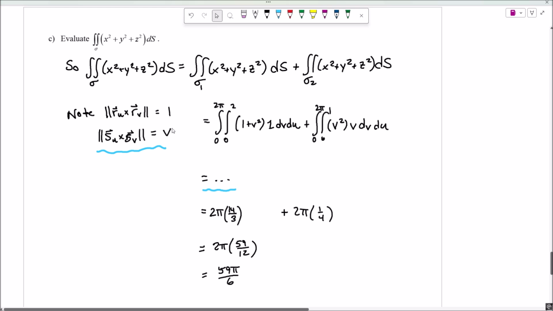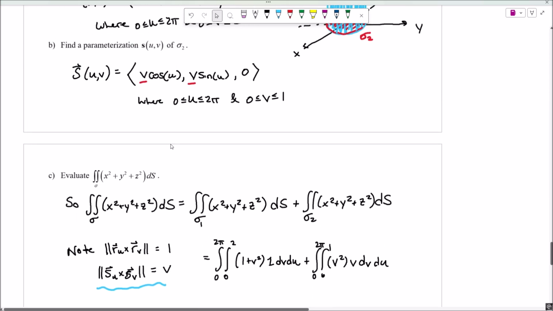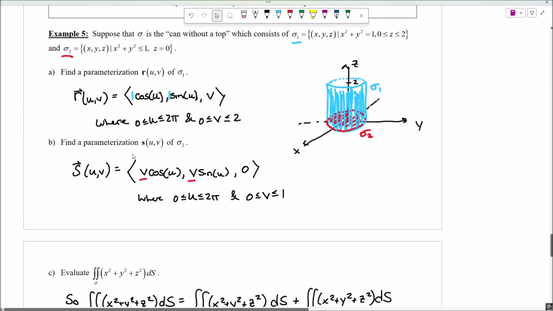Now there's one other thing to note here that we kind of glossed over back in part B. Back in part B, you'll note that we had to come up with a parameterization, because that's what we were asked to do. But did we have to come up with these parameterizations? Remember we talked about previously that you don't always need to construct a parameterization.